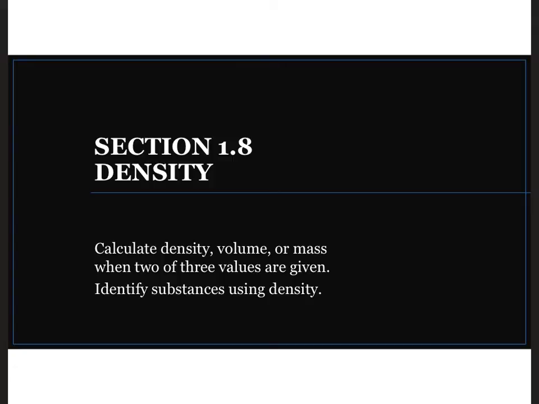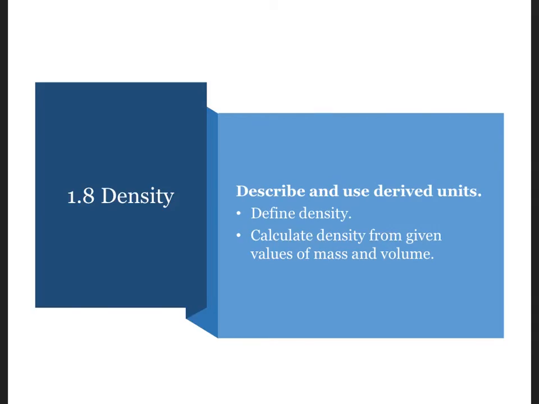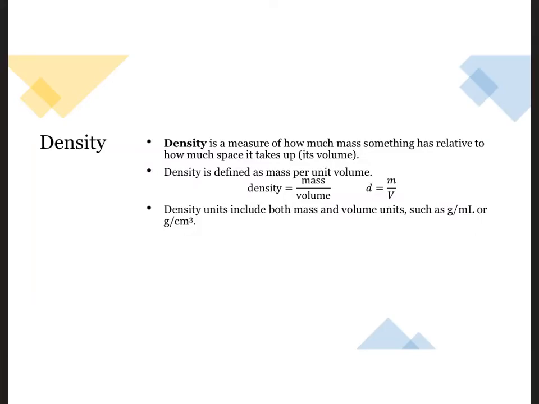In section 1.8, we'll begin working with our first derived quantity, density. If we know two of the three quantities that make up density, we can solve for the missing piece and even identify a substance based on the value we calculate for density. The learning outcomes match the author's learning goals on the previous slide, so let's begin.